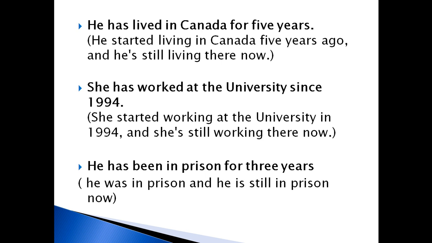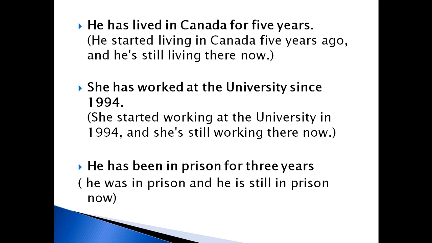لكن إذا أردت أستخدم بالماضي البسيط وأقول she worked at the university in 1994 it means هي اشتغلت بسنة 1994 لكن الآن هي ممكن تكون مبطلة، ممكن تكون ميتة، ممكن تكون رايحة غير شغلة، شايفة غير شغلة، فالحدث راح يكون منتهي إذا استخدم الماضي البسيط. He has been in prison for 3 years. It means he was in prison and he's still in prison now.